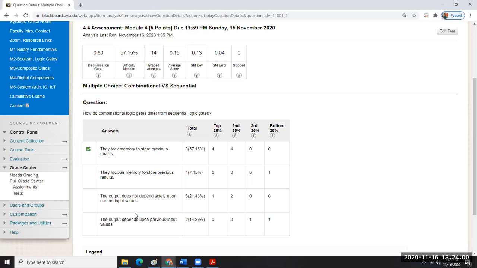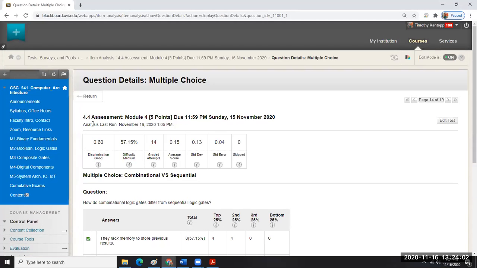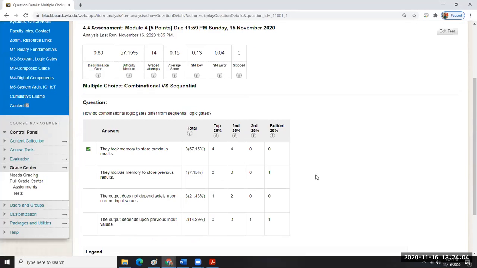Yeah. Okay. Yeah, because I wasn't sure if it's the first one, which is lack memory to store previous results. Right. So in this one, in combinational logic gates, there are no previous results to consider. It's only the current input values that generate the outputs. Did we have another question?